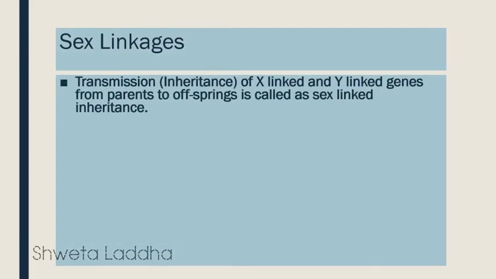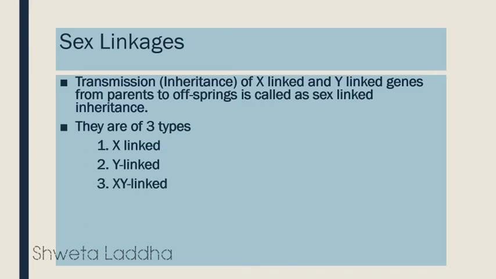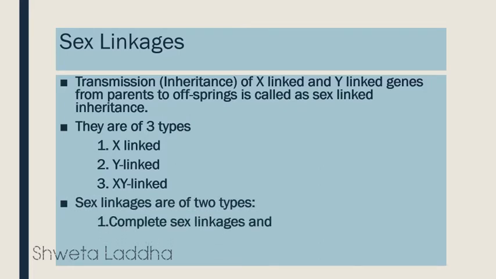Let us see what is sex linkage. Transmission or inheritance of X-linked and Y-linked genes from parents to offspring is called linked inheritance. There are 3 types. If the genes are present on the X chromosome, we call it X-linked. If the genes are present on the Y chromosome, we call them Y-linked. And if the genes are present on the homologous part of both X and Y, then we call them XY-linked. Sex linkages are of 2 types: complete sex linkage and incomplete sex linkage.